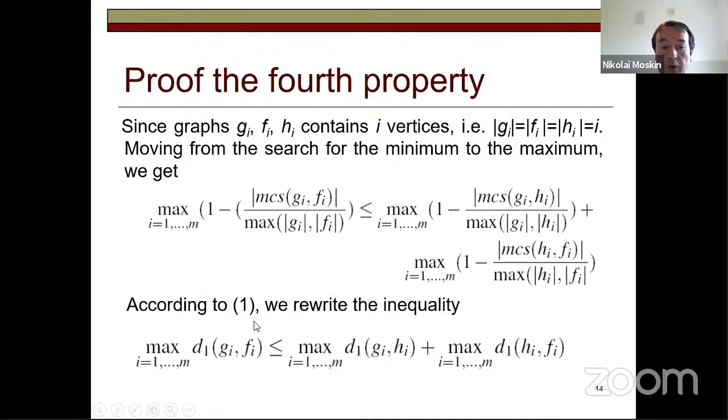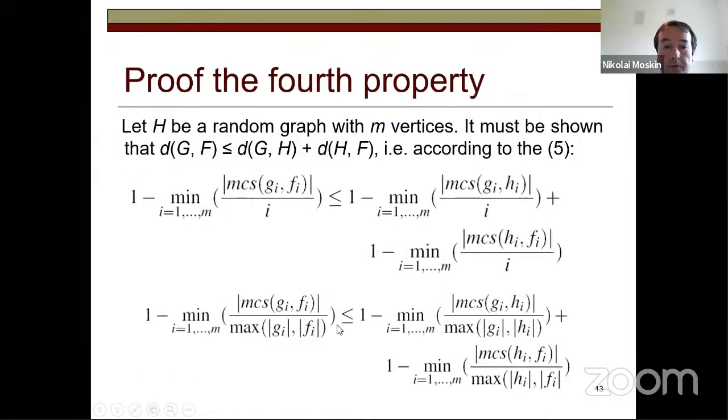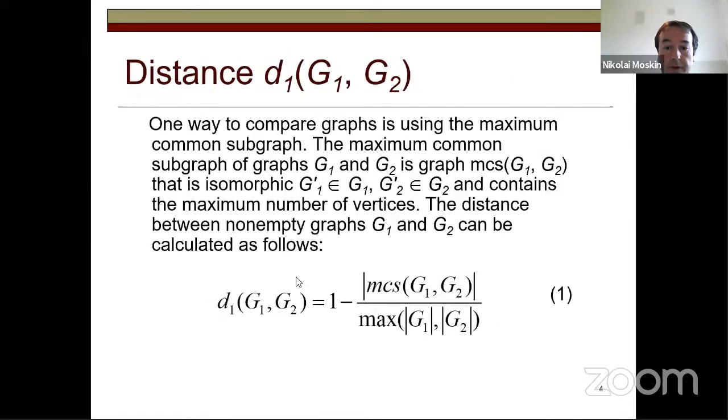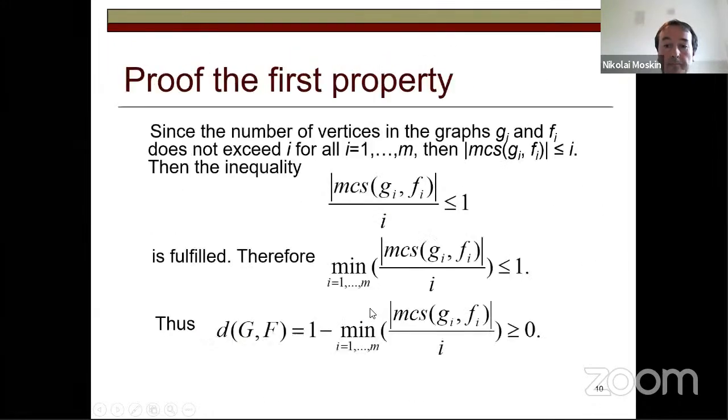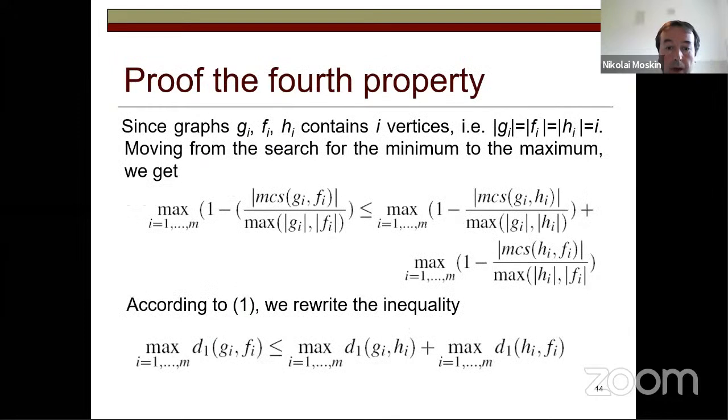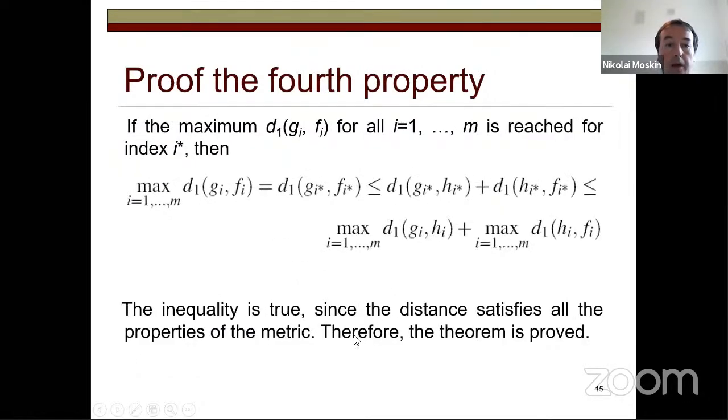Then, according to formula 1, we have this. We can rewrite this inequality. If the maximum d1 for all i from 1 to m is reached for some index, then these inequalities are fulfilled. Therefore, the theorem is proved.